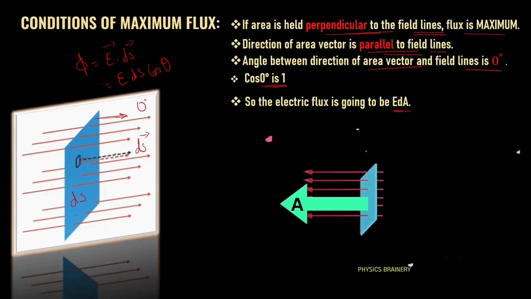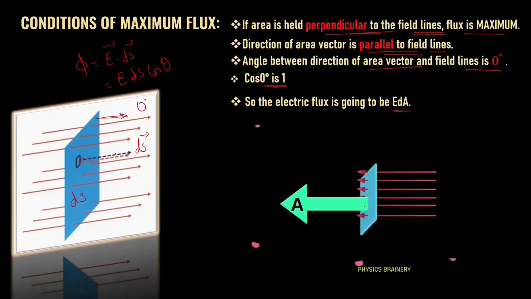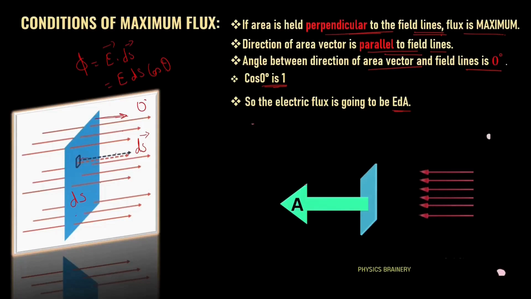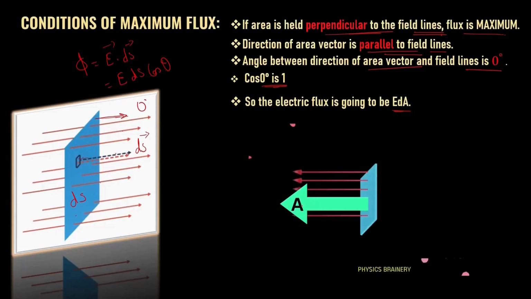See here the field lines are crossing the given area in a perpendicular direction, and the area vector is also pointing in a perpendicular direction. So they both become parallel, that is angle between area vector and the field lines becomes 0 degree. In that situation, we will be having a condition of maximum flux. I hope this particular situation will become clear to you.